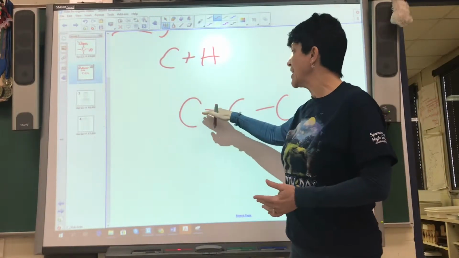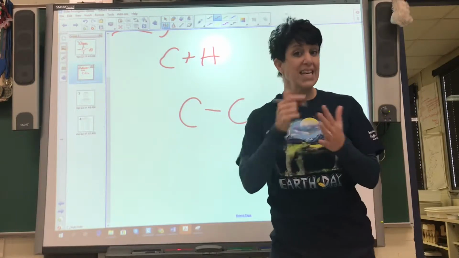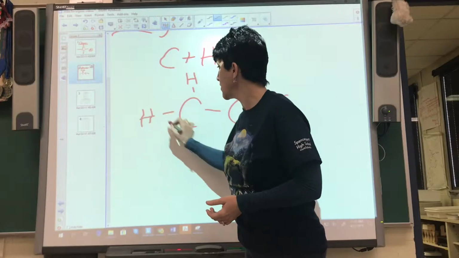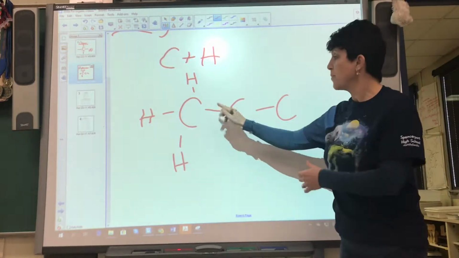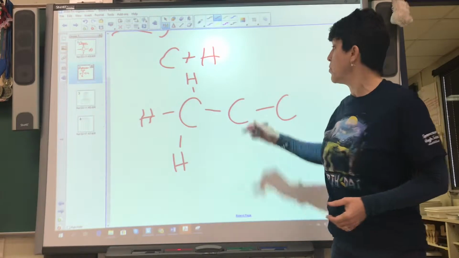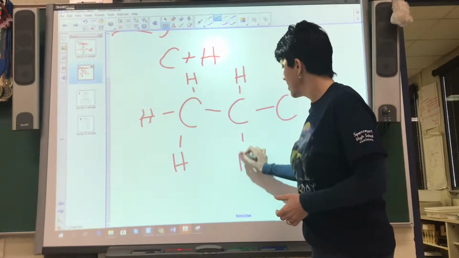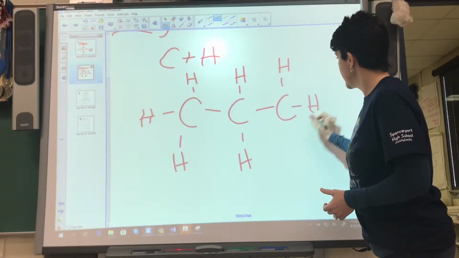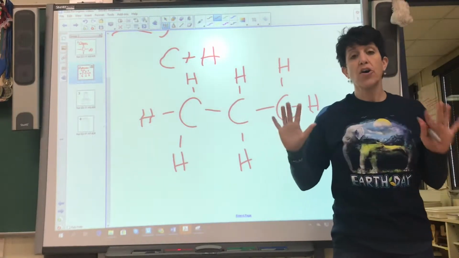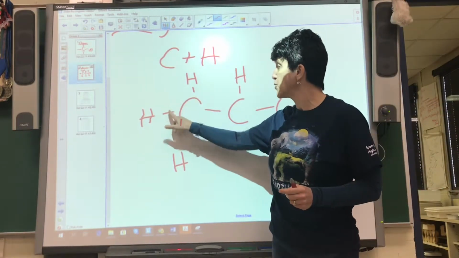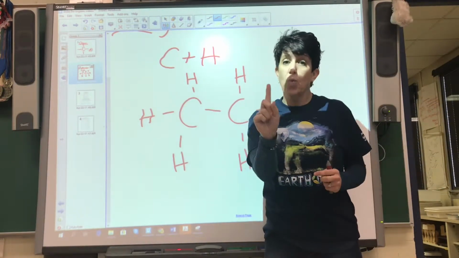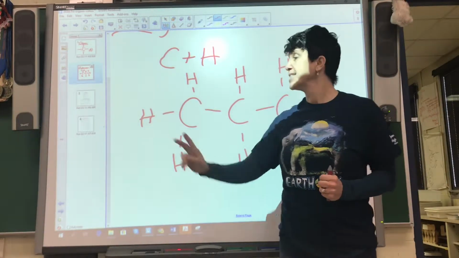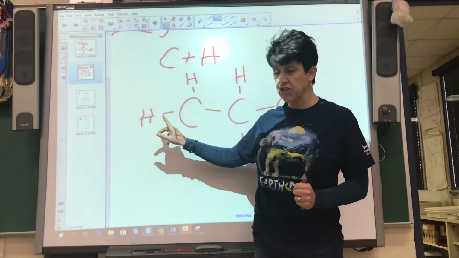This carbon already has 1 bond. It has 3 more openings, so I could put an H here, here, and here. This carbon already has 2 bonds, so it needs 2 more, so I could have an H here and here. And this one would have an H here, here, and here. They all are complete, meaning every carbon has 4 bonds. Hydrogen has 1 valence electron, and so to fill that first ring, you need 2. So it can form just a single bond, meaning 2 electrons shared.